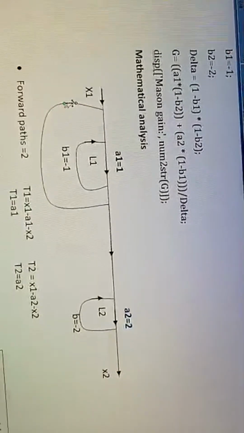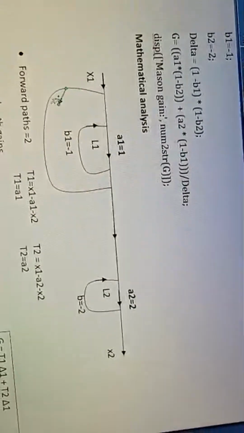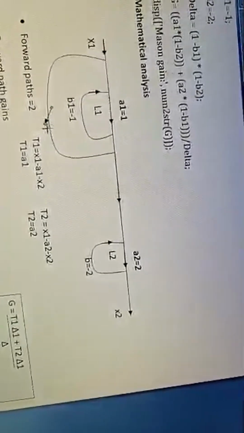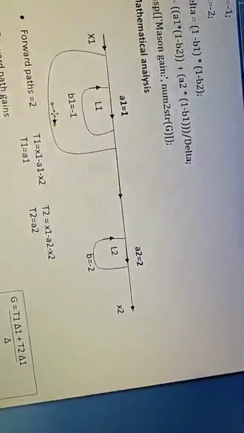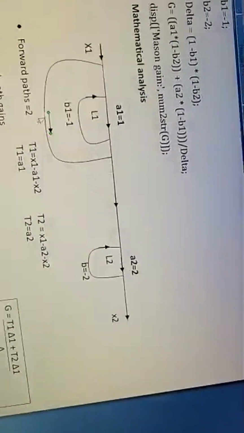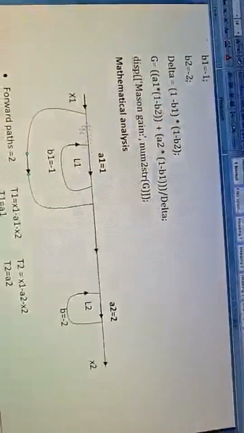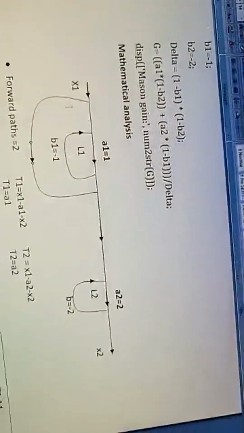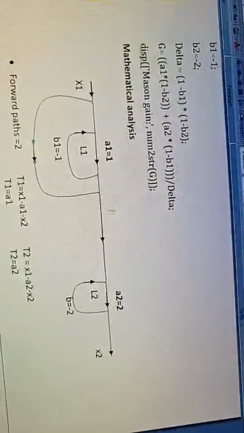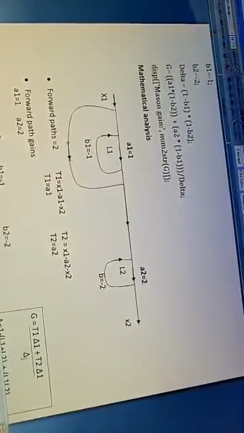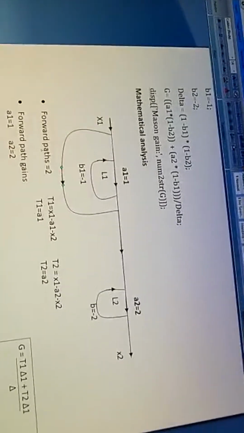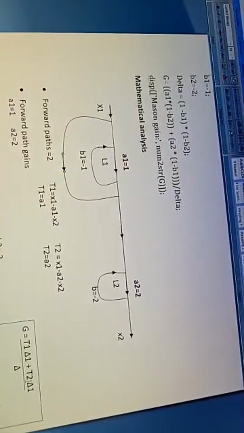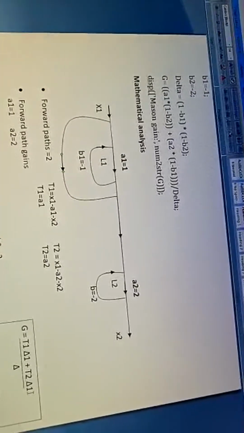This is what I had just forgotten to write. It should be like this, not like so. This is the first forward path, A1, and the second forward path is A2. So based on that, T1 delta 1, T2 delta 2 divided by delta. Here T1 is A1, T2 is A2. Delta 1 and delta 2 I will explain.